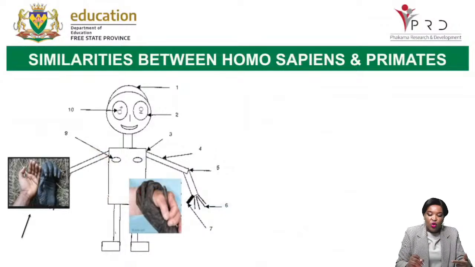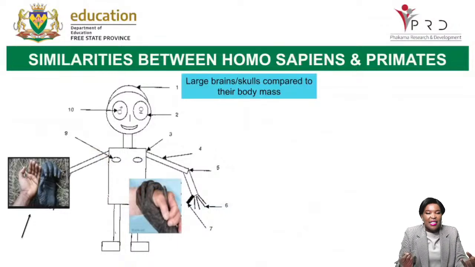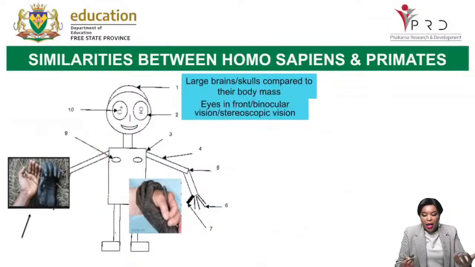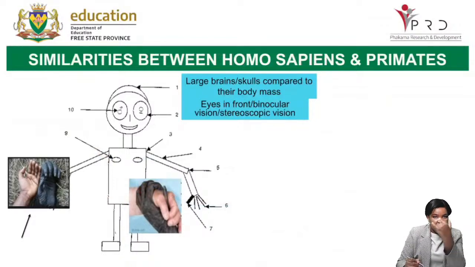The first one, when you think of the head, this is what you must think of. The similarities that we share with the African apes is that we have large brains or large skulls compared to the body masses. So large brain, large skull. Then eyes are in front, or we have binocular vision or stereoscopic vision. You can get a mark for that. Those things are similar in us and them.